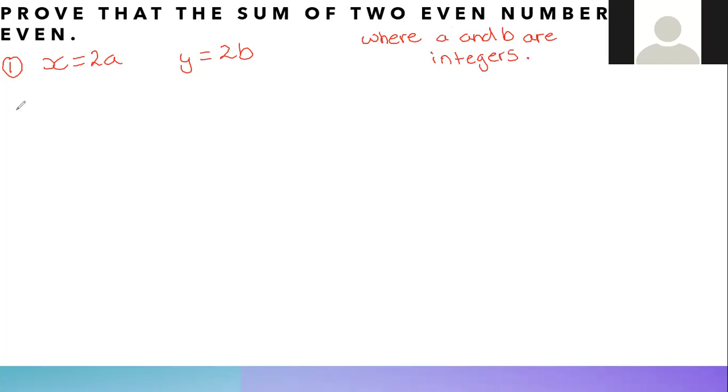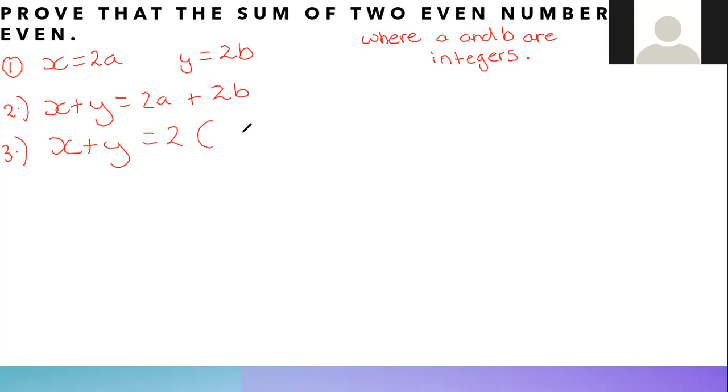So step 2. Okay, so we're proving that the sum of two even numbers is even. We're going to add our integers together. So we're going to have x plus y, and that will equal 2a plus 2b. Let's look at it again. So we've got x plus y. Well, that will equal, let's make some brackets. So we're going to factorize this. We've got 2(a plus b).